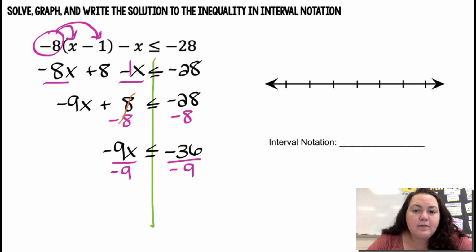Divide by a negative 9. Because I'm dividing by a negative, I have to flip my sign. So now it's a greater than or equal to. X is greater than or equal to positive 4.